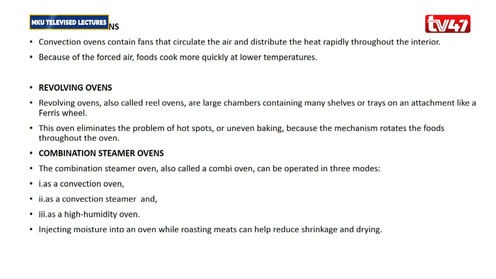We also have a convection oven. A convection oven contains fans that circulate the air and distribute the heat rapidly throughout the interior. Because of the forced air, food cooks more quickly and at lower temperature. You remember, fans rotate. So when it is subjected to heat, as the fans rotate, the heat also rotates inside and covers the whole oven. This is the heat that will be used to cook the food. Because it is a kind of forced heat inside, it will cook the food more quickly than the other ovens that we have just discussed.